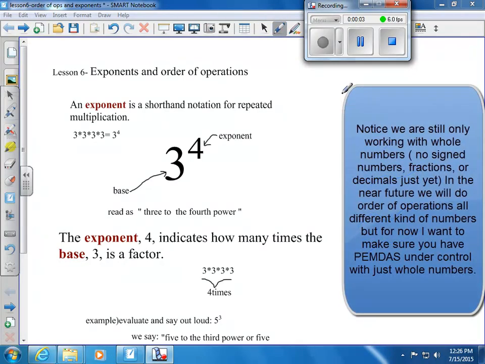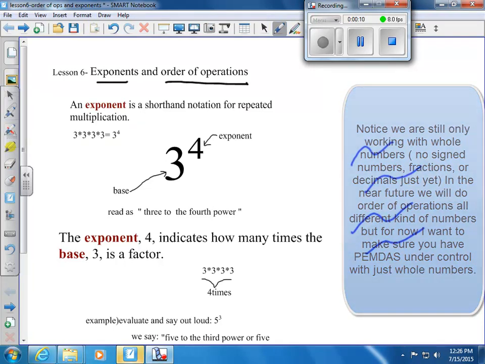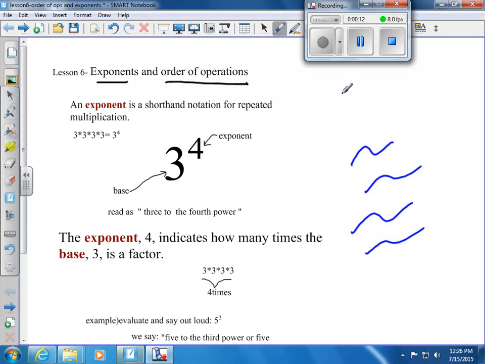Okay, welcome back everyone. Lesson 6, Exponents and Order of Operations. This is a really important lesson. This is where the game begins, so to speak. We have to master order of operations or algebra is just not going to be possible. So let's dive in. Some reminders.